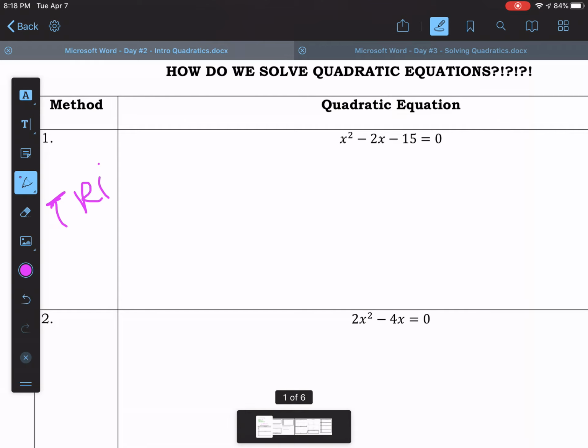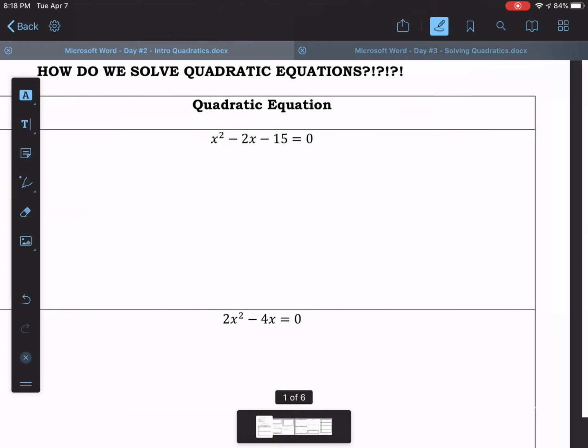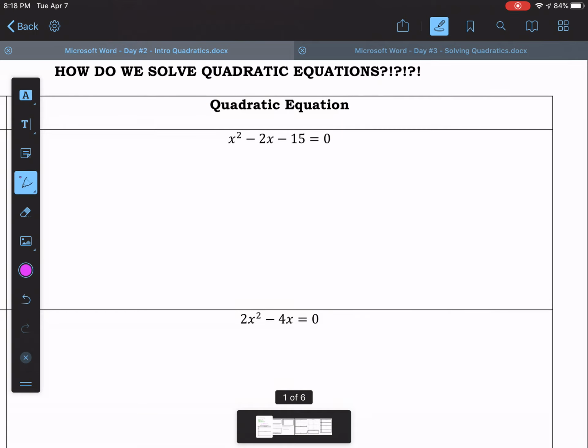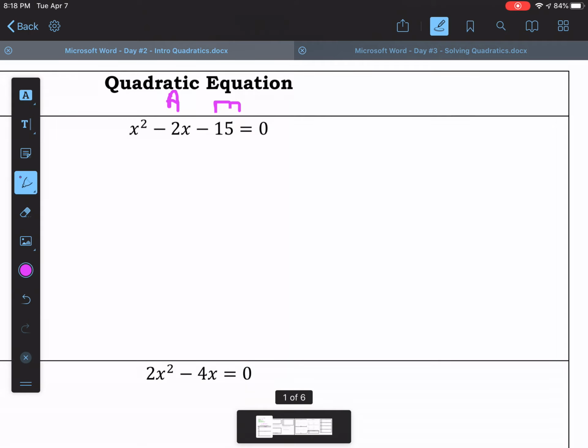Okay? So just to kind of review what we were doing last week, we are looking for 2 numbers that are going to add to the 2 and multiply to the 15. So the first thing we're going to do is write down our factors of 15, which are 1 and 15, and 3 and 5.